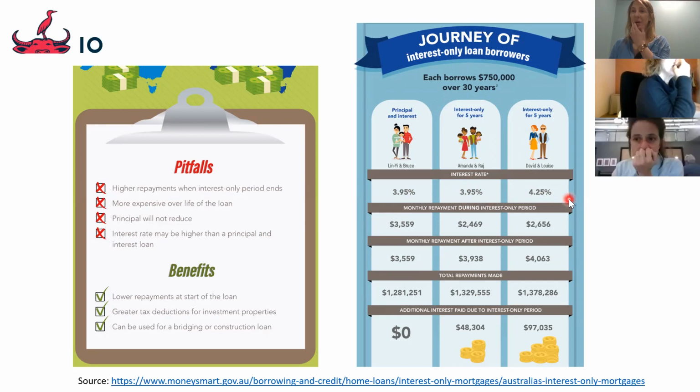Now, in a more realistic scenario where we have David and Luis, they have been given an interest rate of 4.25 for an interest-only loan. And that means that the first 5 years of that interest-only period, they're paying $2,656, so almost $900 less than the principal and interest. And then after that 5-year period is over, they're paying back every month $4,063, which is more or less, let's say 400 more. Sorry, this was 400, this is 500 more, okay? So as you can see, that difference of $500 of repayment over a 25-year period ends up being almost $100,000 difference over the 30-year period, okay?